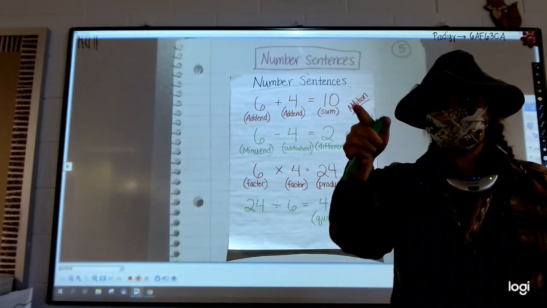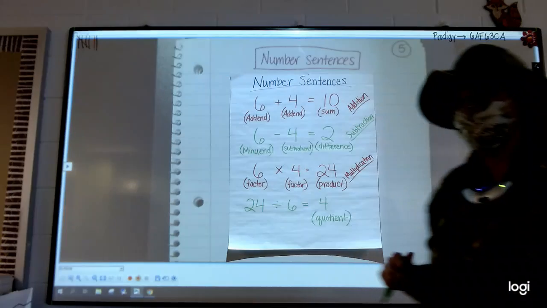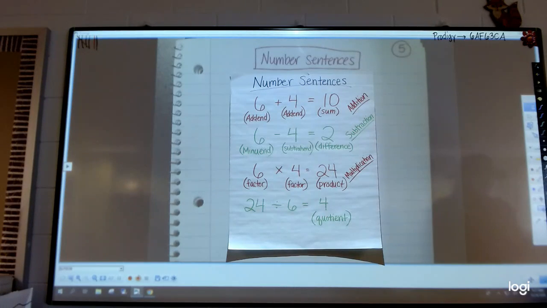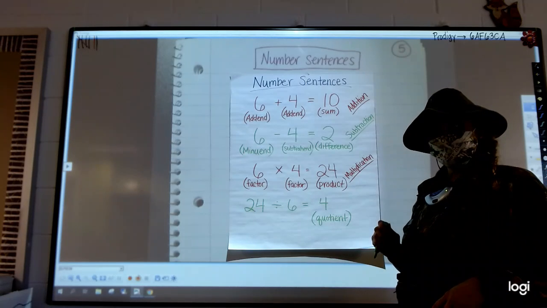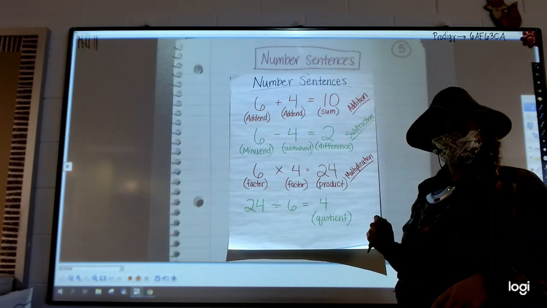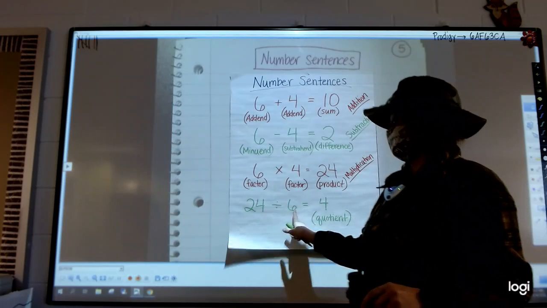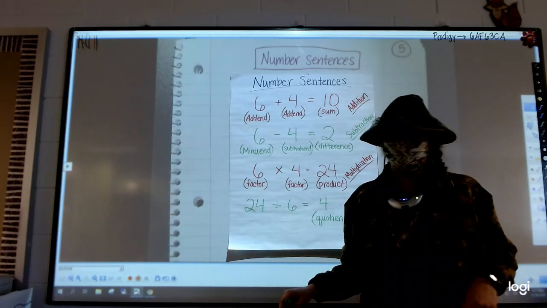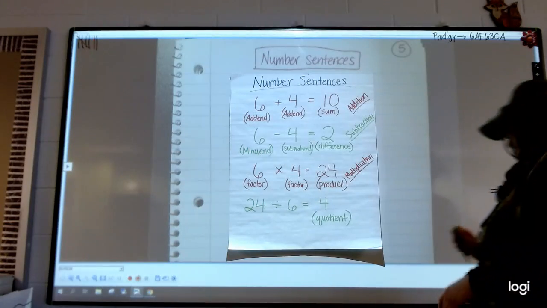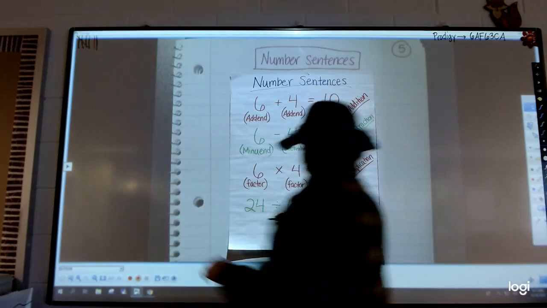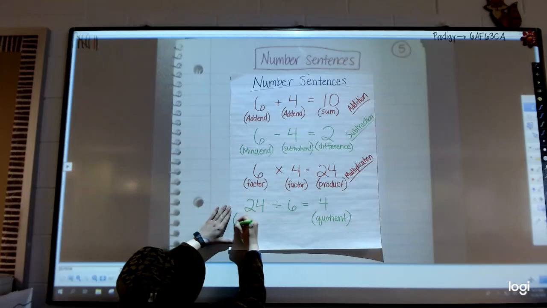Raise your hand. Hayden? Because they aren't like the same exact. We can't reverse them, right? Okay, if I did 6 divided by 24, I do not get the same answer. All right, so the 24 is a dividend. It's called a dividend.